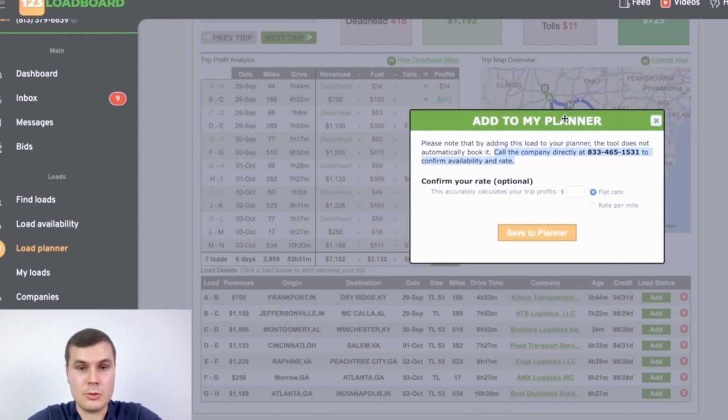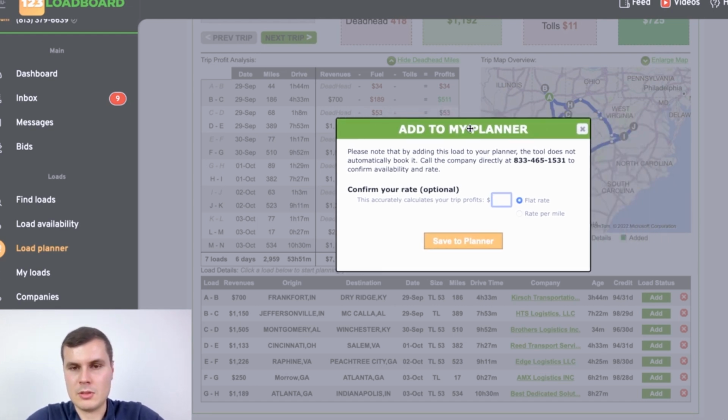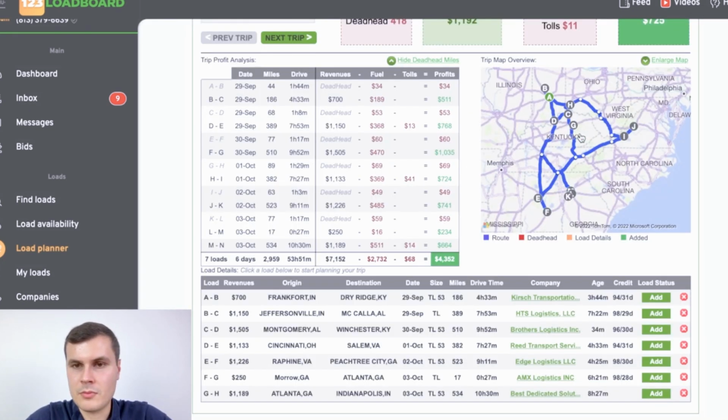Maybe I will even be able to negotiate more than the load board provided me, because for each load I can confirm my rate. So I can actually tell them, hey, you told me that I can book this load for $1,000, but actually I got $1,100. So then it will recalculate my daily profits.